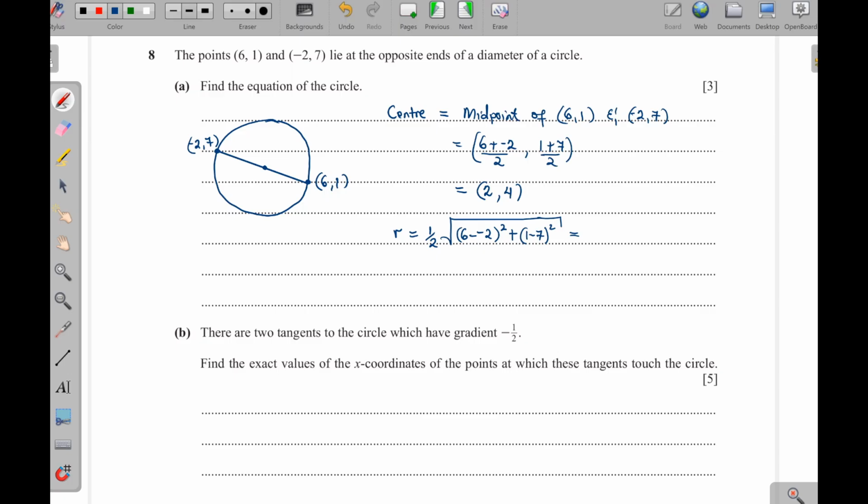So what are we going to have here? This is 8 squared, that is 64, plus this is -6 squared, that is 36, and this one will give us 100, then root of 100 is 10, then a half of 10 is of course what? 5. That means the equation of the circle is going to be (x - 2) squared plus (y - 4) squared is equal to 5 squared, which is 25. And this becomes our answer.